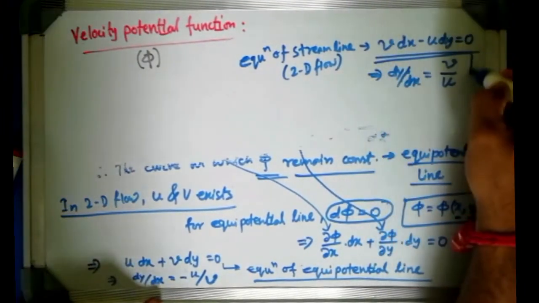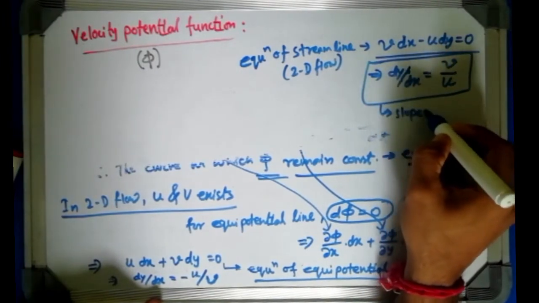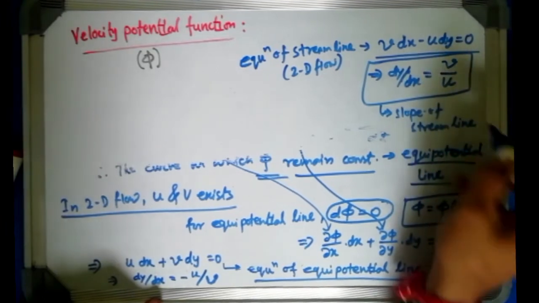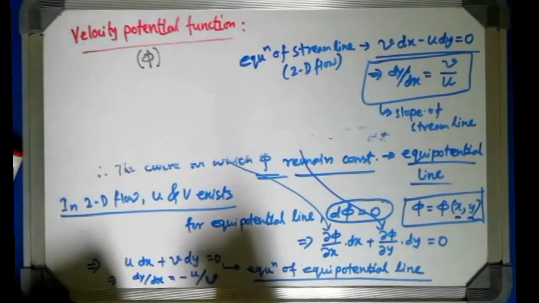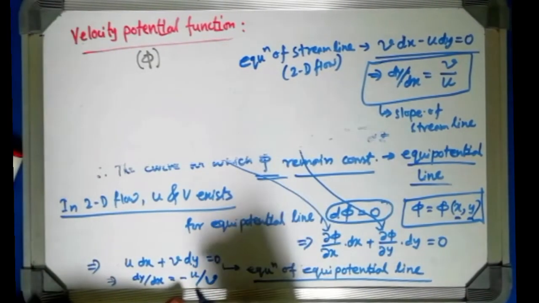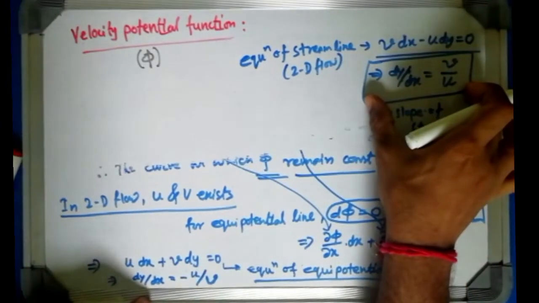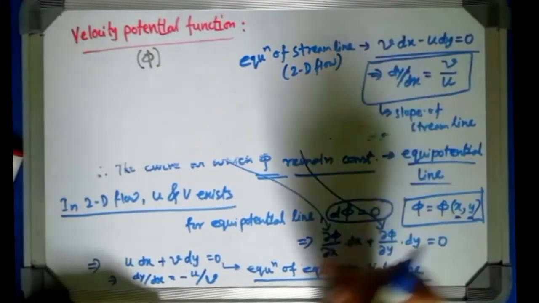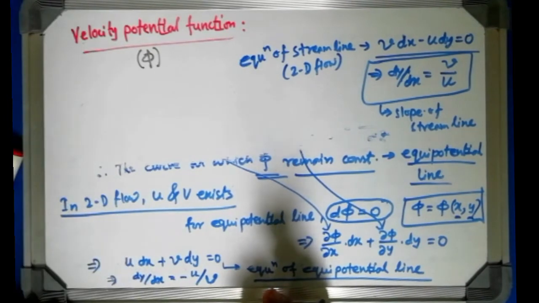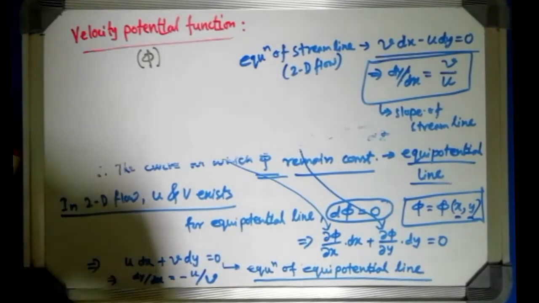See, this is the slope of the streamline, and that is the slope of the equipotential line, and you can see if we multiply these two slopes, it will give you minus 1. Slope of the equipotential line and slope of the streamline, if you take their product, they give you minus 1. What does this give? That means both of these lines are orthogonal to each other. That is the main conclusion we want to draw from here.